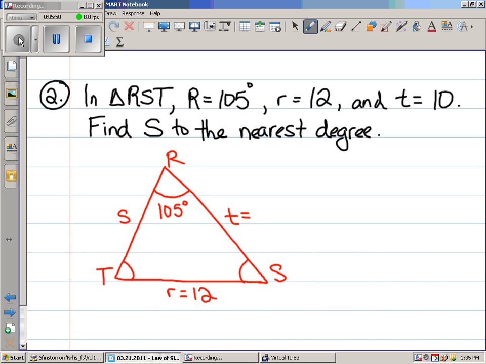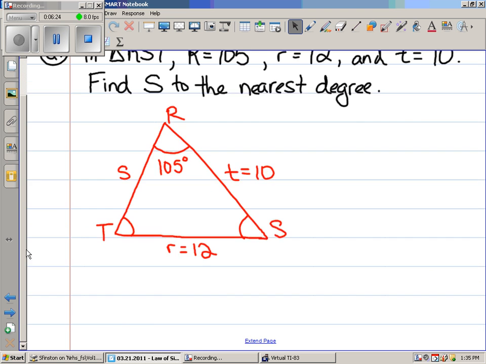We also know that side T is worth 10. What you might find in some of these problems is that they ask you about an angle, but they give you information about the other stuff. So what do you think you have to do? You've got to find what the angle T is worth, and then how might that help you find what S is? Yeah, and then you could find S by simply subtracting T and R from 180. Very nice, buddy.